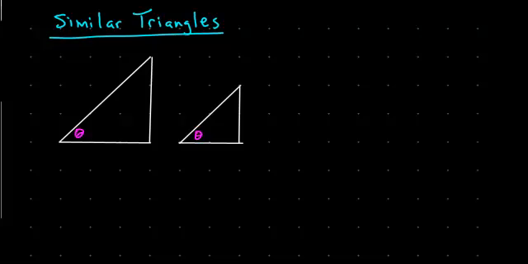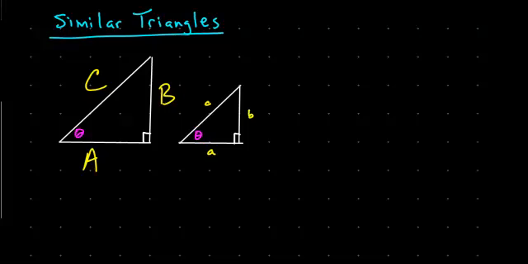And both of these are right triangles. And let's call this side A, B, C, and let me go back there. Let me call this big A, big B, and big C, and let's call this one little a, little b, and little c. Okay, these are similar triangles.